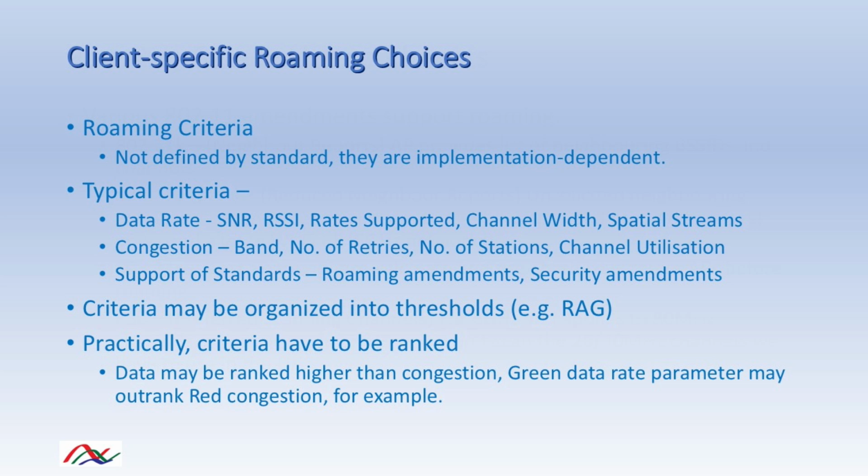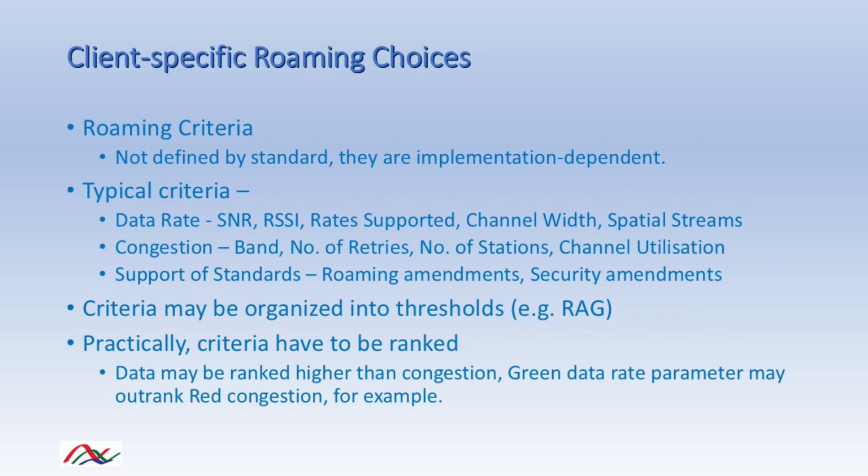The way client devices roam is not defined by the 802.11 standard, so different clients will roam in different ways. For roaming choices, clients will usually prioritise signal quality, selecting APs with a good SNR, a wide channel width and plenty of spatial streams. Secondary criteria may be on channel efficiency, preferring 5 GHz versus 2.4 GHz bands and actively monitoring things like the channel utilisation, number of stations and the number of retries, which all flag channel capacity. Tertiary criteria may be a preference for certain amendments to the standards, such as roaming or security amendments.